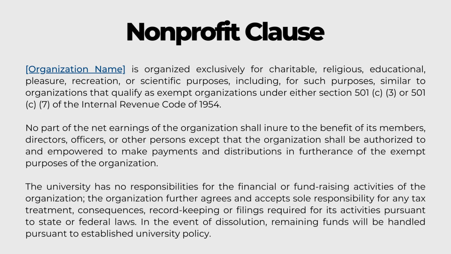Lastly, you will include the nonprofit clause. You will include the organization name, state that it is organized exclusively for charitable, religious, educational, pleasure, recreation, or scientific purposes, including for such purposes similar to organizations that qualify as exempt organizations under either Section 501c3 or 501c7 of the Internal Revenue Code of 1954. No part of the net earnings of the organization shall inure to the benefit of its members, directors, officers, or other persons, except that the organization shall be authorized to and empowered to make payments and distributions in furtherance of the exempt purposes of the organization.